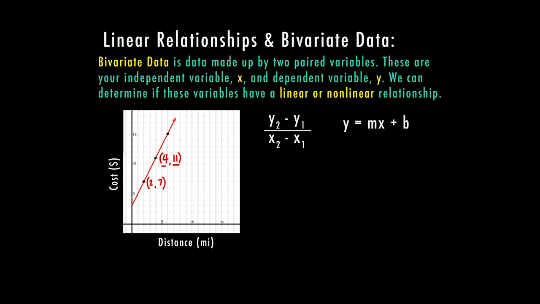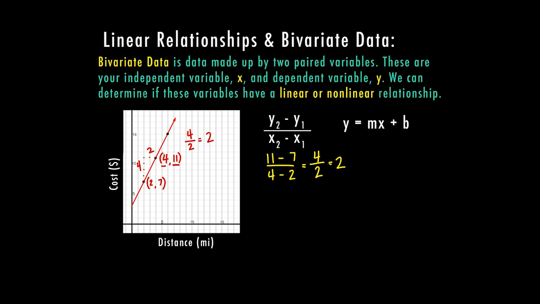So let's plug in our y, 11 minus 7. And since I did 11 for my first y, I have to do 4 for my first x. So 4 minus 2. When I solve that, 11 minus 7 is 4, and 4 minus 2 is 2, and I know that equals 2. If I were to use my graph and just count from point to point, starting at 2, 7, I can count up 4, so that's my rise, over my run, which is over 2. So again, 4 over 2 reduces to 2.